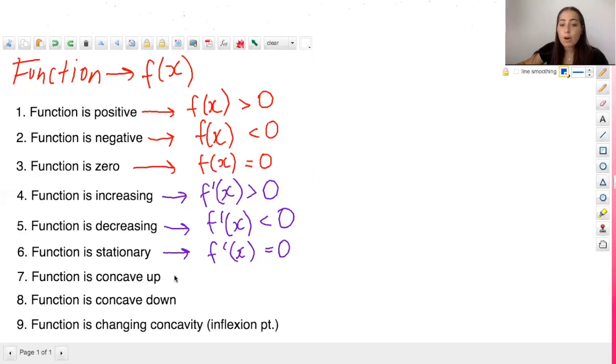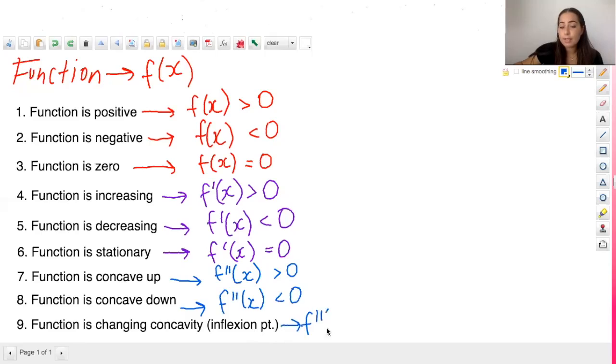So if the function is concave up, so concavity relates to the second derivative. So concave up means that the second derivative is greater than 0. If the function is concave down, then the second derivative is less than 0. And if the function is changing concavity, so in other words, there's a point of inflection, then the second derivative is equal to 0.